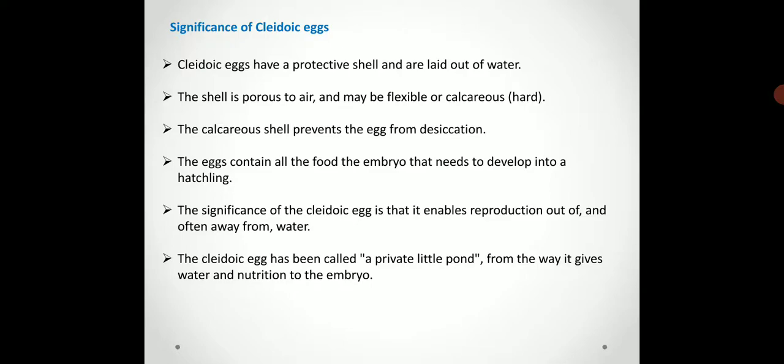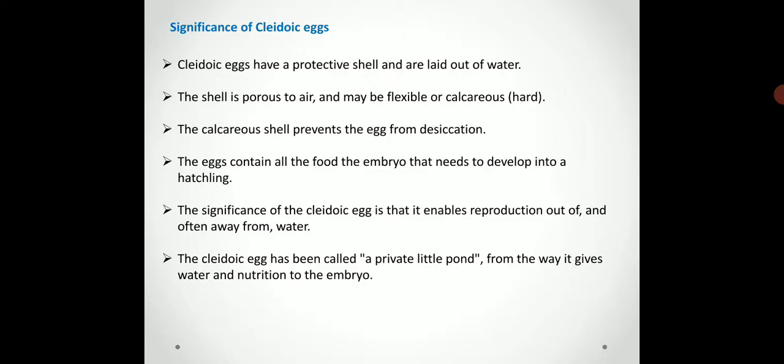Coming to the next, the significance of cleidoic eggs. Cleidoic eggs have a protective shell and are laid out of the water. The shell is porous to air and may be flexible or calcareous and hard. The calcareous shells prevent the egg from desiccation. The eggs contain all the food the embryo needs to develop into a hatchling. The significance of the cleidoic egg is that it enables reproduction out of, and often away from, water. The cleidoic egg has been called a private little pond from the way it gives water and nutrition to the embryo.